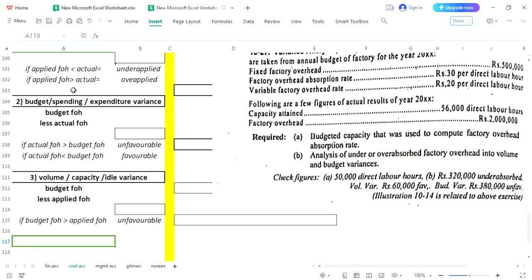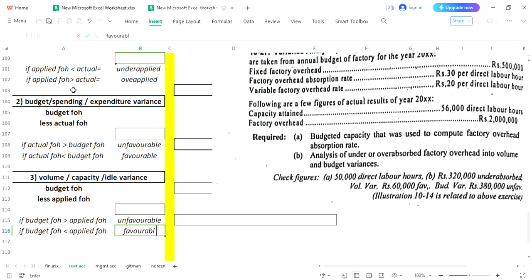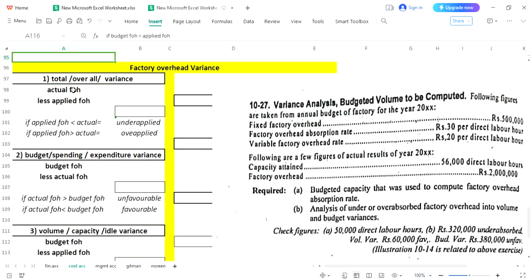Why? You have to arrange more than the assumed or supposed expense. Applied is just an assumption, so you have to arrange more. It would be unfavorable. Contrary to that, if your budget FOH is less than your applied FOH, then it will go in your favor. You will mention favorable variance as your conclusion. So see what we have done. All three variances with their respective elements we have written, and even the conclusion is mentioned as a supporting statement.